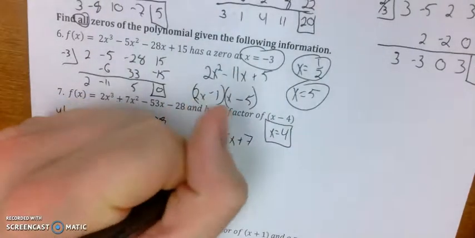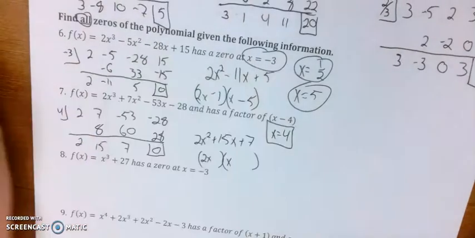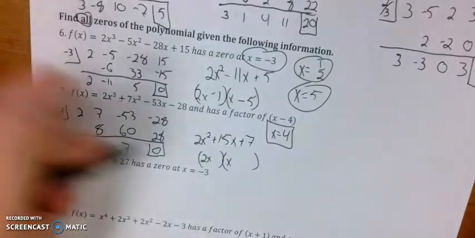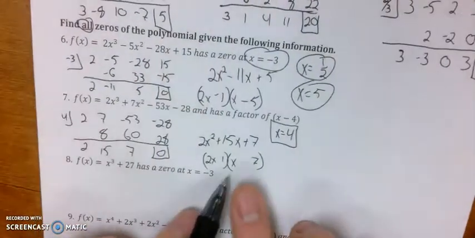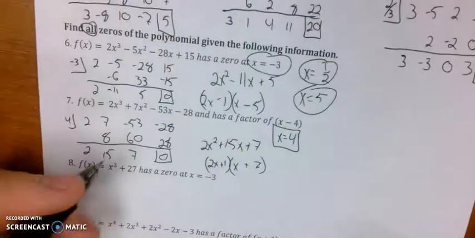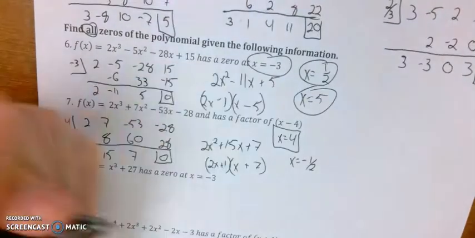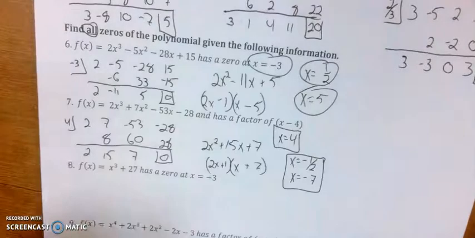I need to factor that. I know this has to be a 2x. This has to be a 1x. If I'm trying to get a 7, it's got to be 1 and a 7. So I'm going to think 7 goes here, 1 goes here. That would be 14x, 1x. Yeah, if those are both positive, that adds up to 15. So then x is -1/2, and x is -7. There are my 3 answers.